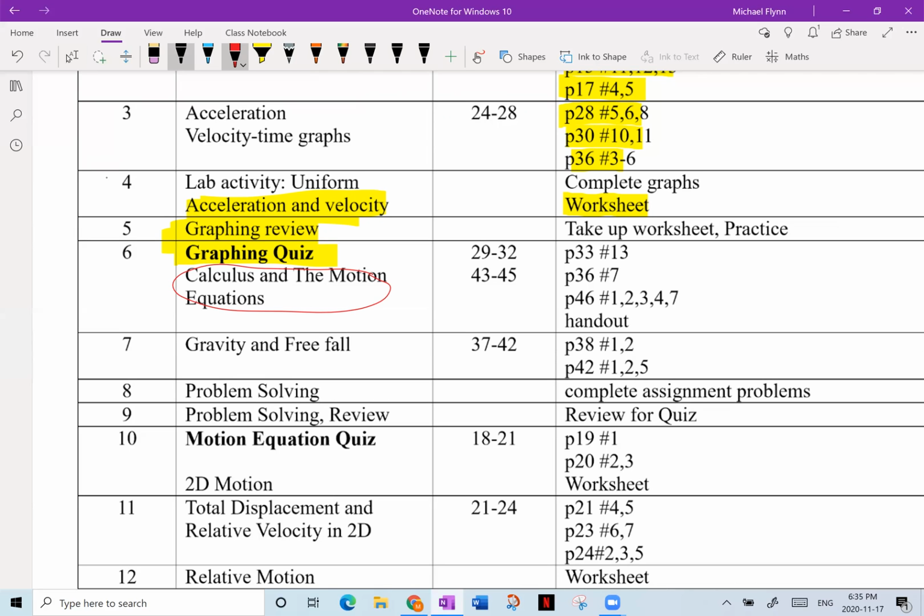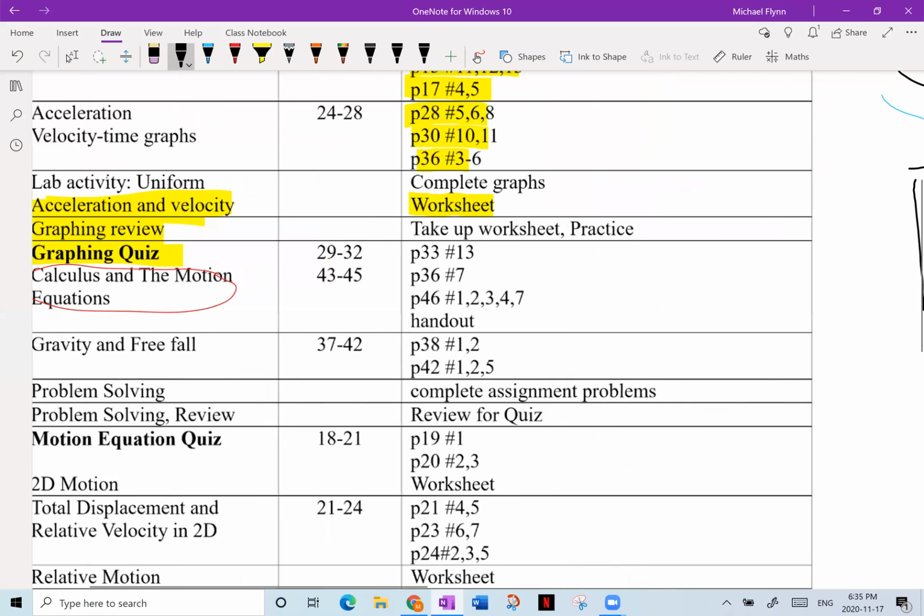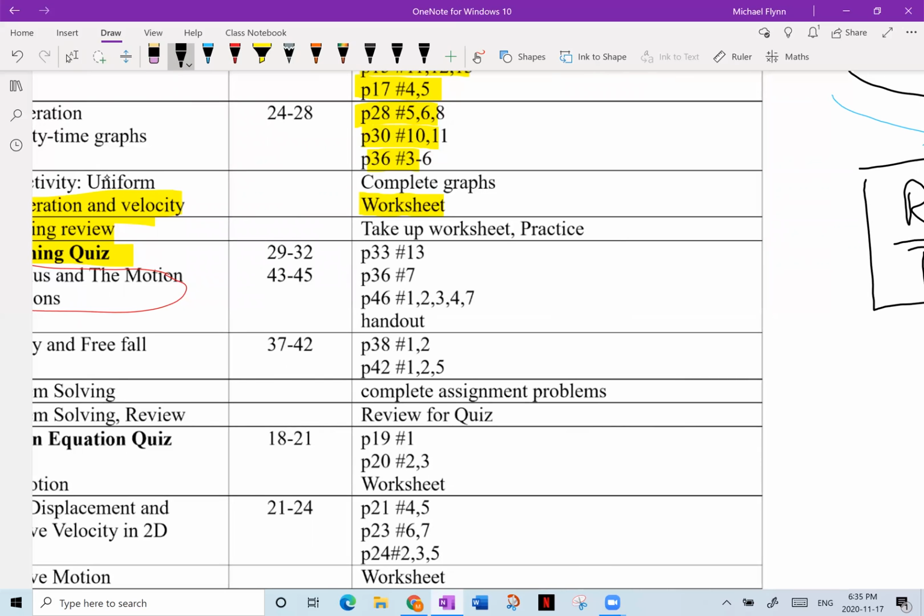Do instead the Moving Man activity and the worksheet I gave you. So no new textbook homework today. I'd just like you to do that. I'm keeping it light for today. Sometimes it'll be a little heavy, sometimes a little lighter. We're going to stop there for today.